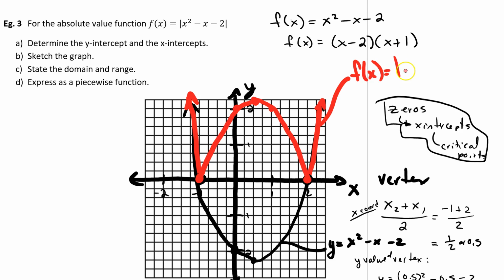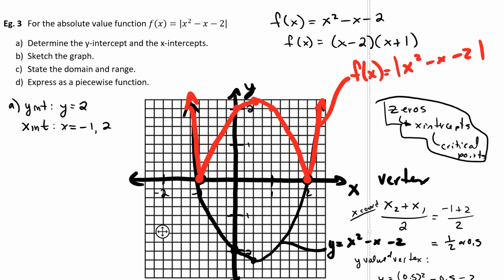So this guy right here is going to be our f of x equals the absolute value of x squared minus x minus 2. So let's analyze it a little bit. A, we figured out what the x and y intercepts are. The y-intercept occurs when y equals positive 2. We have the x-intercepts when x equals negative 1 and positive 2. B, sketch it. Yep, did that.